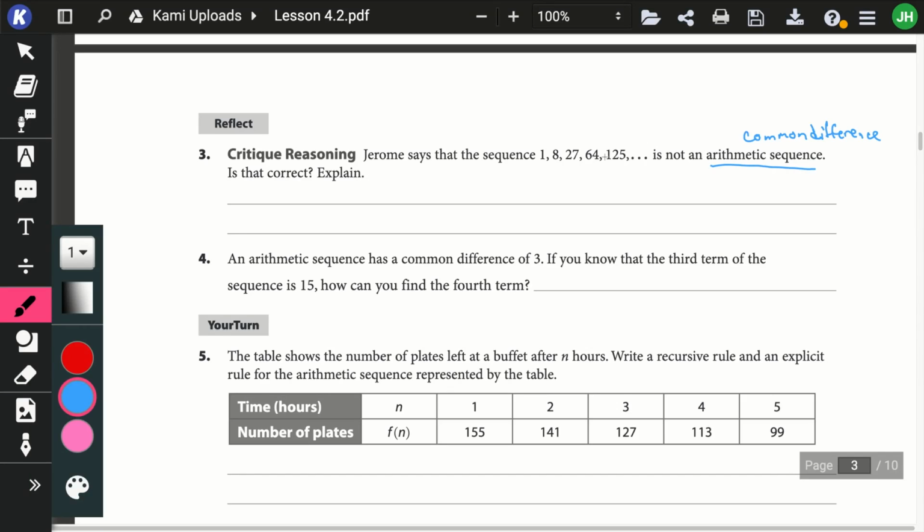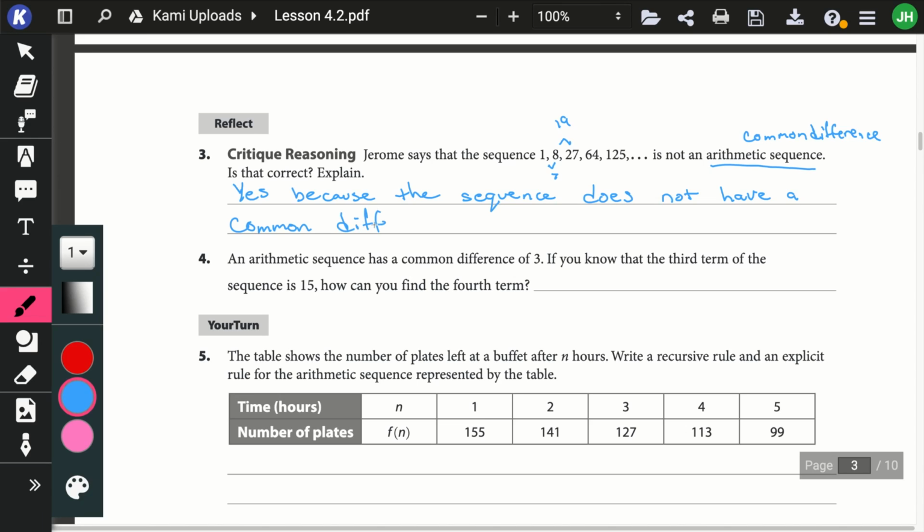Let's check. 8 minus 1 is 7. 27 minus 8 is 19. Is that a common difference? No. So is Jerome correct? Yes, because the sequence does not have a common difference.